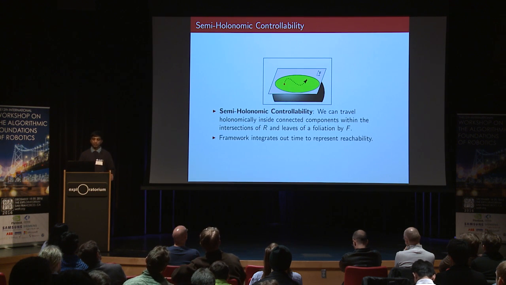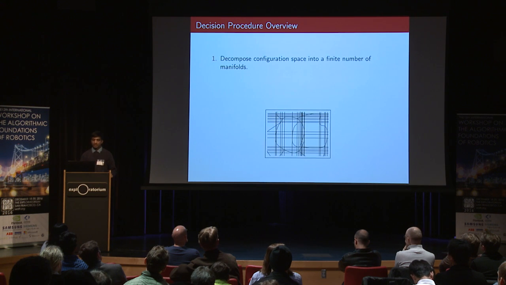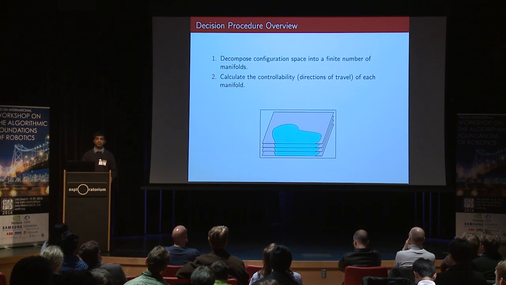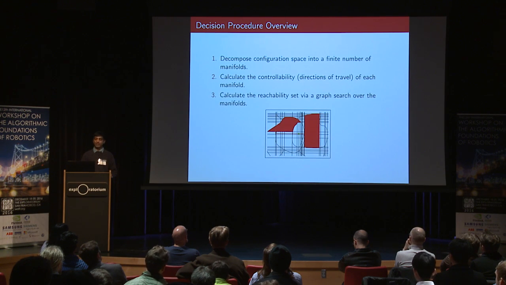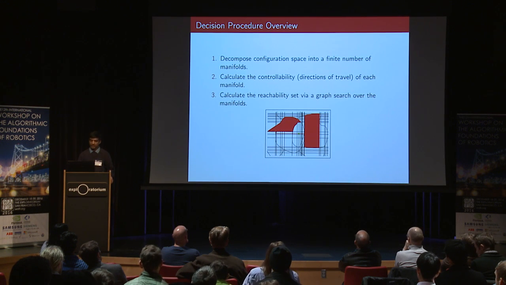This is an interesting formulation for the problem because we completely integrate out time, and our entire framework just focuses on reachability. So how do we get our decision procedure? Well, it's a three-step process. We first decompose the configuration space consisting of all the predicates into a finite number of manifolds. We calculate the controllability, or which directions we can travel within each of those manifolds. And then we perform a graph search over those manifolds to determine the total reachability set.